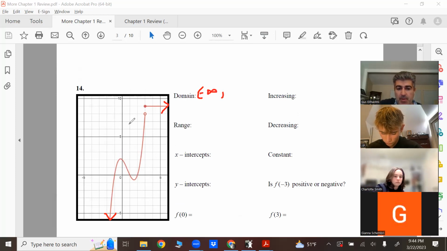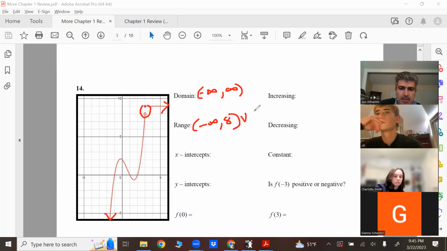And all x values are covered. Even though there's a hole here, there's a dot filled in the circle right above it. So x equals, I believe, 3 is covered. And infinity, right? So you have that. Then range, there's a gap here. So obviously some y values are not covered. So negative infinity, and then it goes up to 8 parentheses, and then it skips up to 9 infinity.